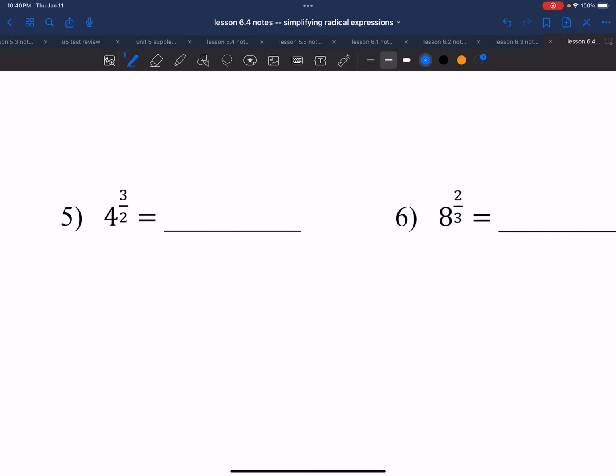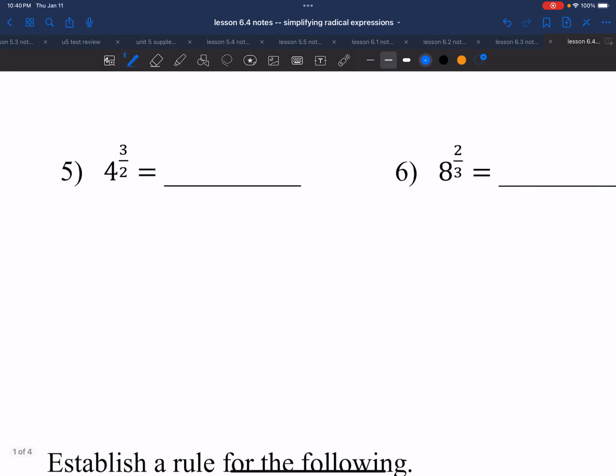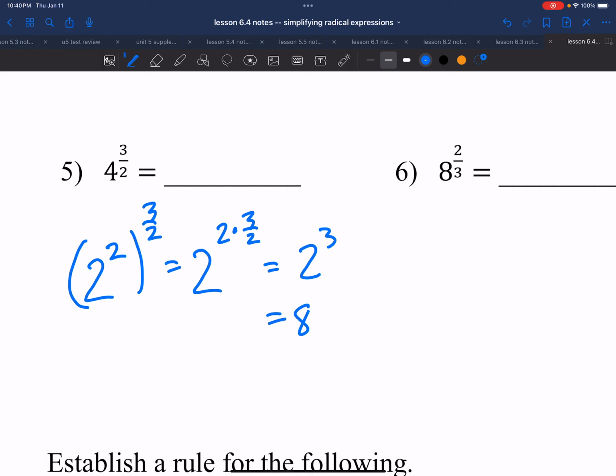Okay, I come down to number 5. I say 4 to the power of 3/2. Well, 4 is special because it's a perfect square. So I could say this is 2 squared raised to the 3/2, in which case I get 2 to the 2 times 3/2. The 2s cancel, and I get 2 cubed. And 2 cubed is 8, because it's 2 times 2 times 2. So 4 to the power of 3/2 gets me 8. It's kind of interesting, right? You have a fractional exponent, but a whole number.